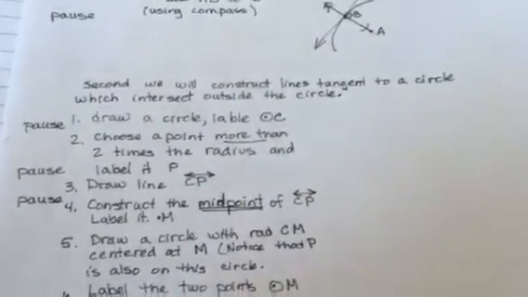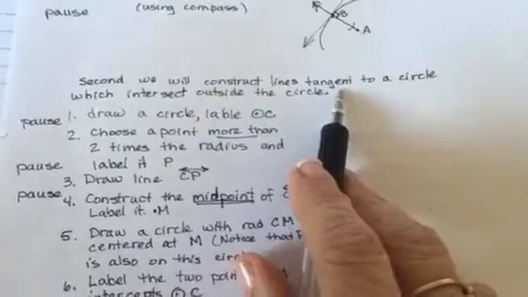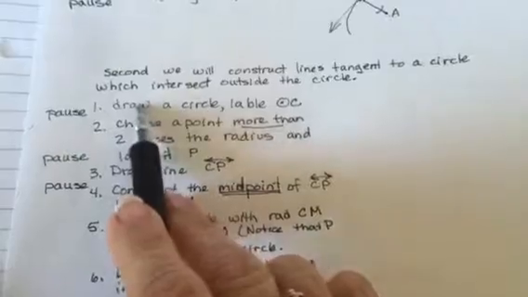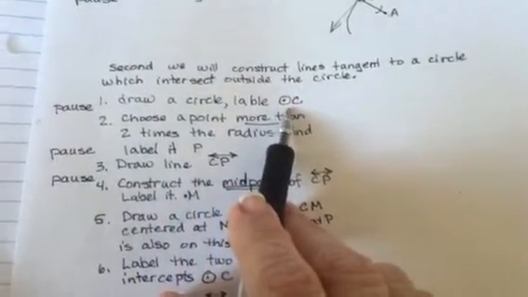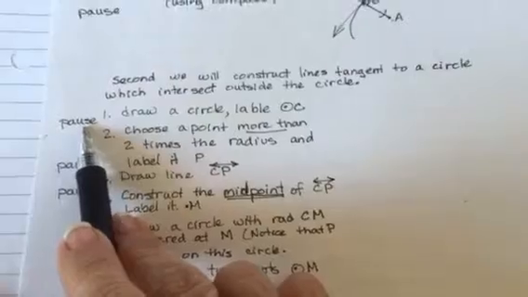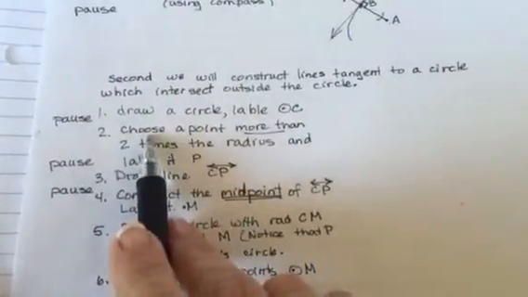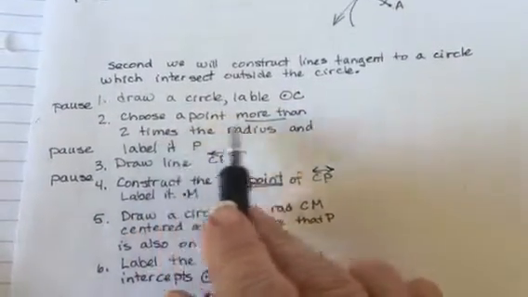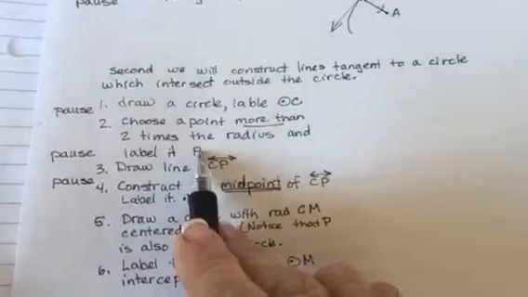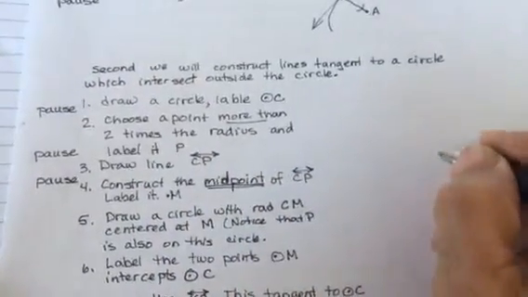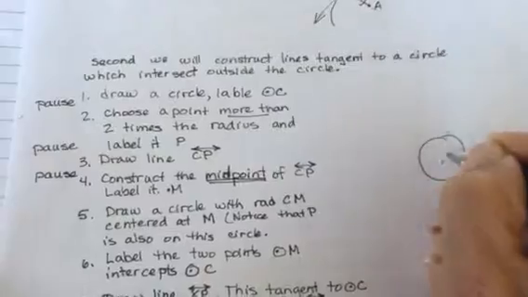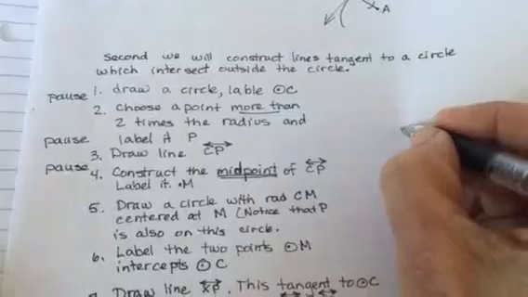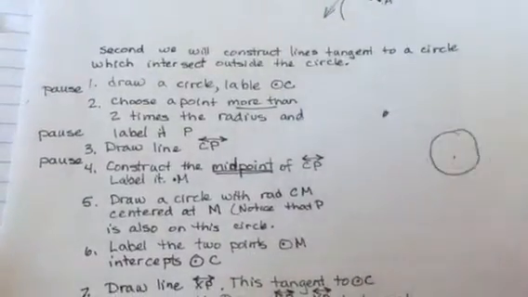On your next drawing, we will construct lines tangent to a circle which intersect outside the circle. So first we draw a circle and label it C. Please pause as you draw. It's about a 1-inch diameter circle. After your circle is drawn, choose a point more than 2 times the radius and label it P. As we're doing that, if we have our circle, and here's the radius, here's the radius, so out here we choose a point.